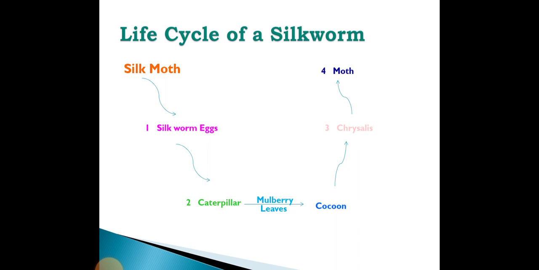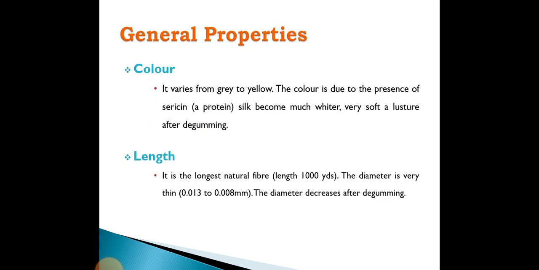This is the life cycle of a silkworm. General properties of silk. Color. It varies from gray to yellow. The color is due to the presence of sericin. Silk becomes much whiter, very soft, with luster after degumming.